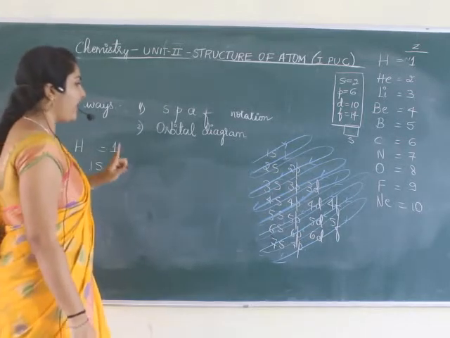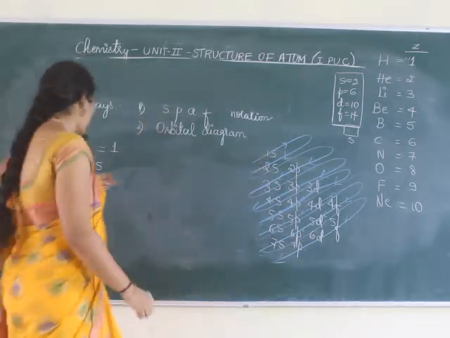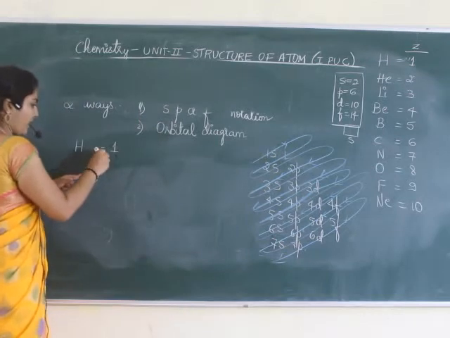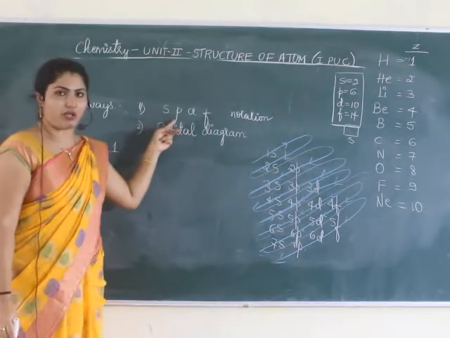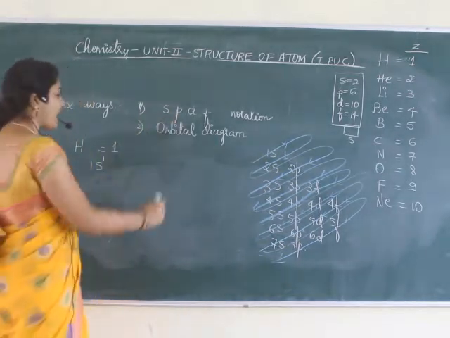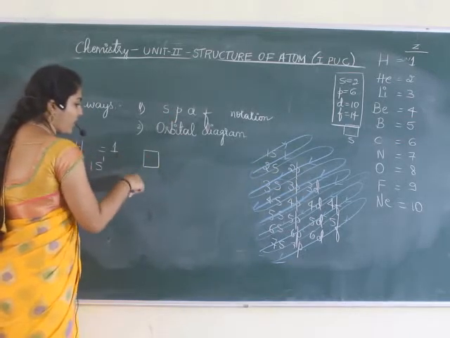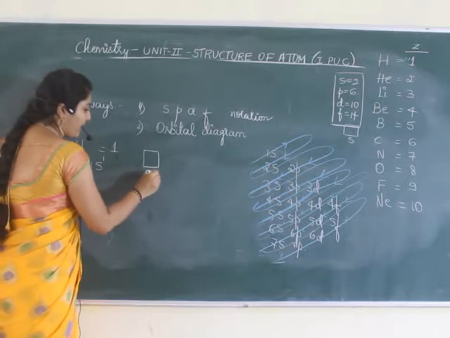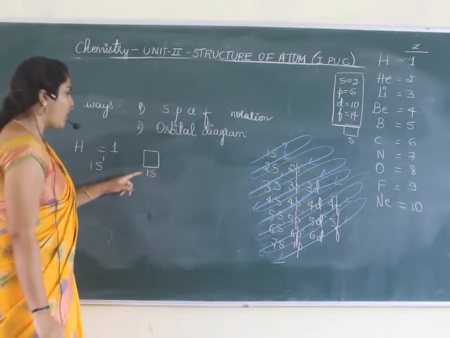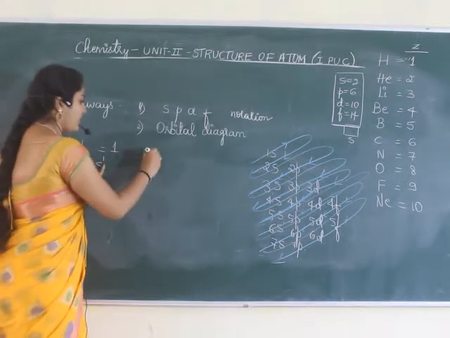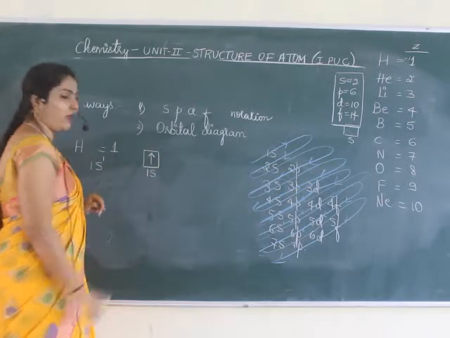Okay. So with all this we will start writing. 1s, in s orbital, how many electrons? 1. So 1s1. This is SPDF notation. In another way, orbital diagram, how can you write? Orbital diagram for s orbital, we write this way. 1s. How many electrons here? 1. So 1 electron we denote.